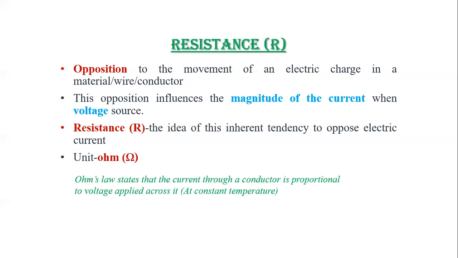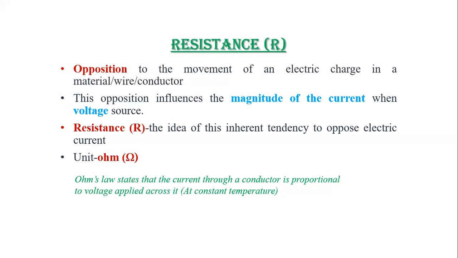What is Ohm's law? Ohm's law states that the current through a conductor is proportional to the voltage applied across it, and the condition is at constant temperature. So the statement of Ohm's law is: at constant temperature, the current through a conductor or a material is proportional to the voltage applied across it.